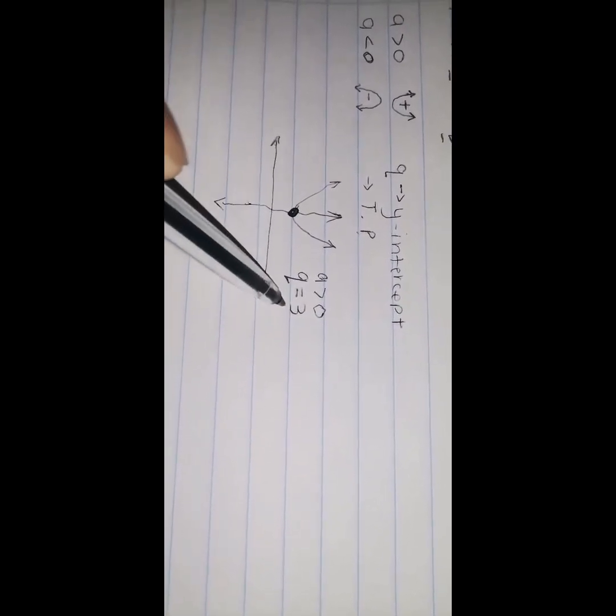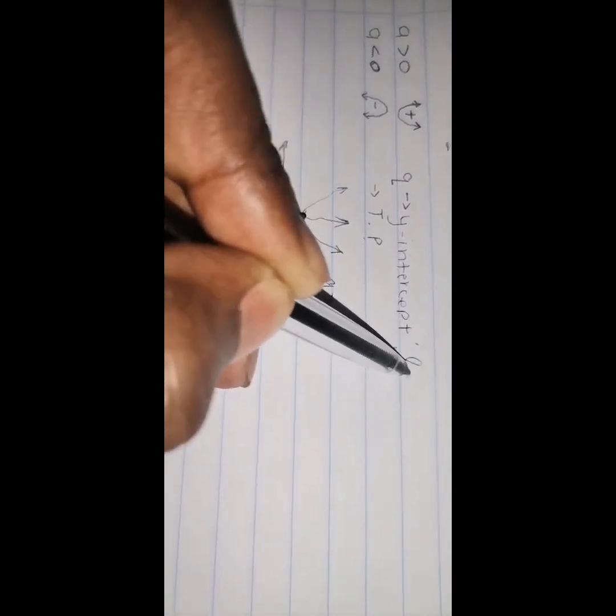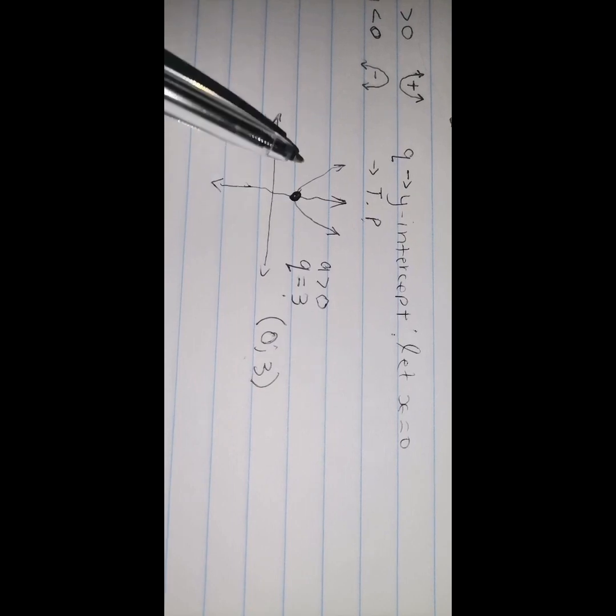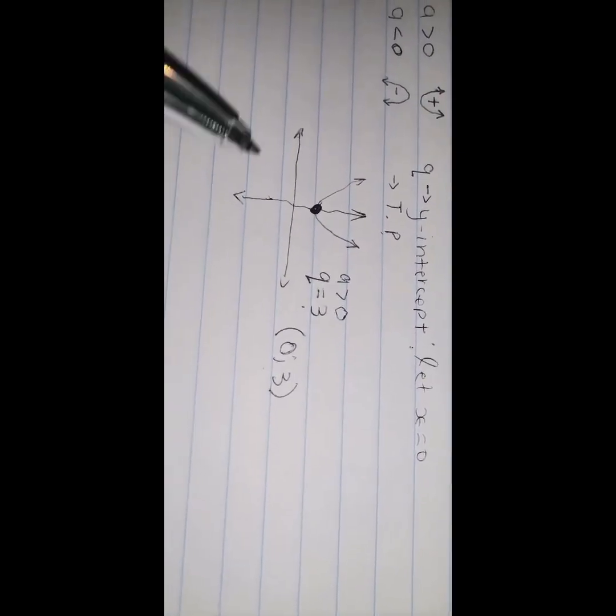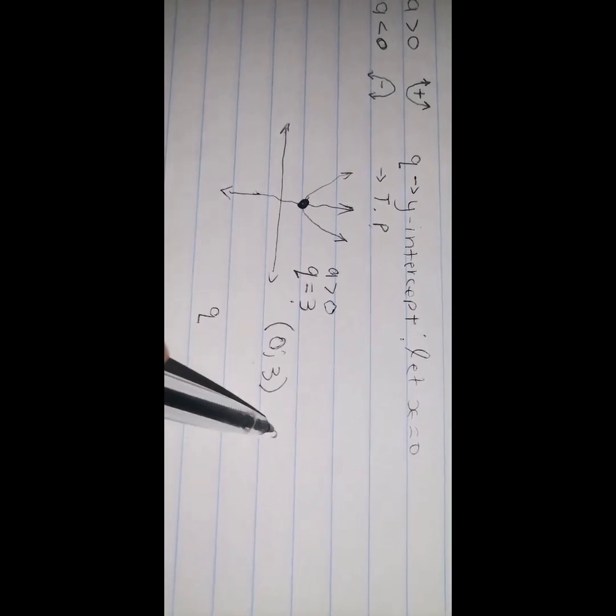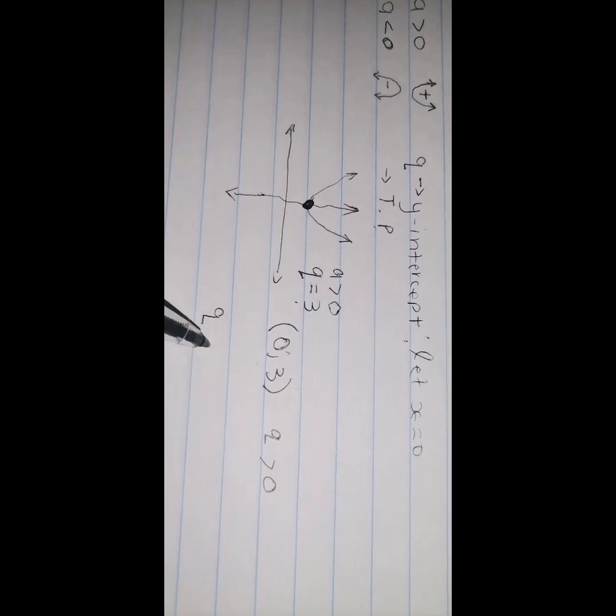Basically, this point here is our y-intercept, where we let x be equal to 0. So the coordinates of this point are 0 and positive 3. So this 3 is going to act as our turning point on this graph, because the graph turns when it reaches this point q. As we see, the value of q represents also the turning point. Now, the value of q in this case is bigger than 0.